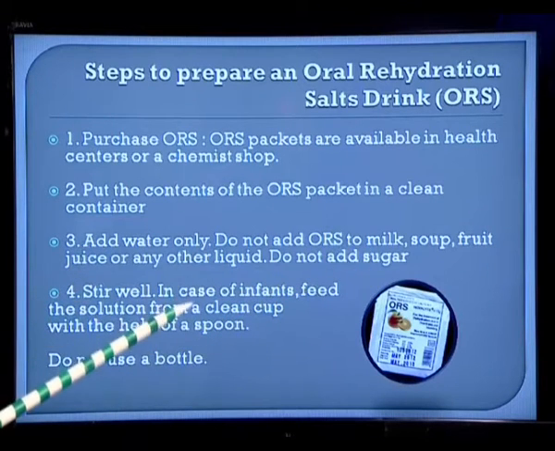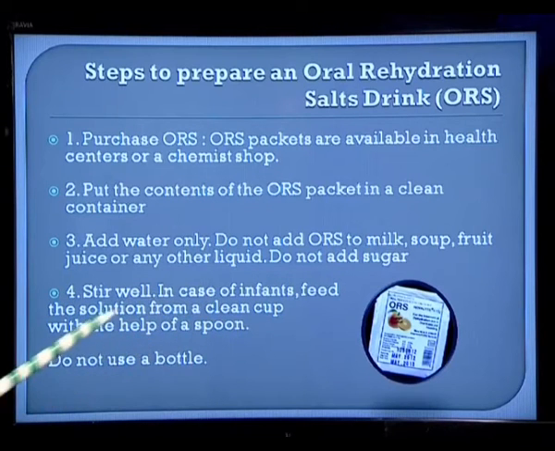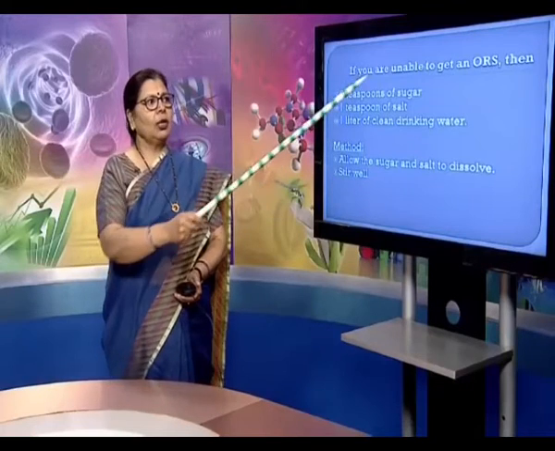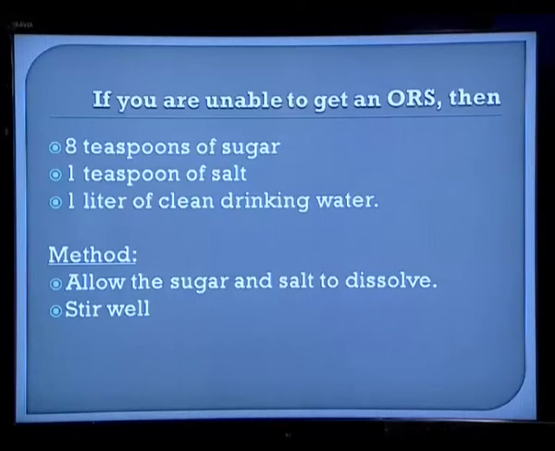And stir well. In case of an infant, feed the solution from a clean cup or with the help of a spoon, and do not use the bottle. If you are not able to get the ORS from the chemist shop, you can make it at home also. How? You just take 1 liter of clean drinking water, then 1 teaspoon of salt for this amount and 8 teaspoons of sugar. Mix well until the sugar and salt are dissolved, and then you can use it as ORS.